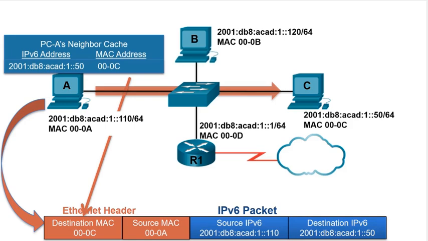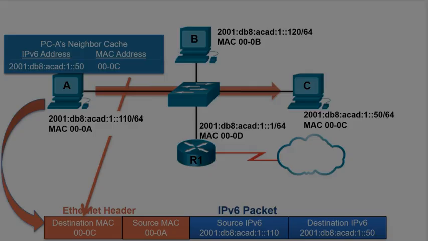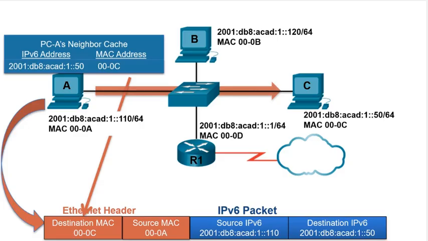Note that if the destination IPv6 address was on a different network, this same process would occur to discover the MAC address of the default gateway, which would map to R1's IPv6 link-local address on this LAN.